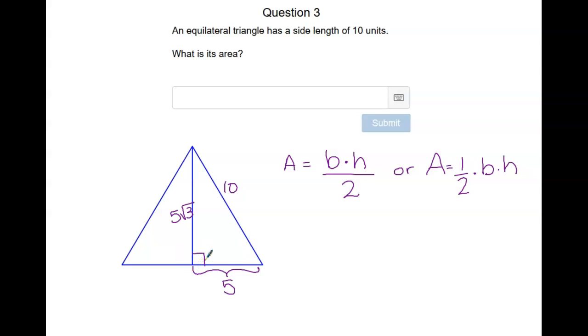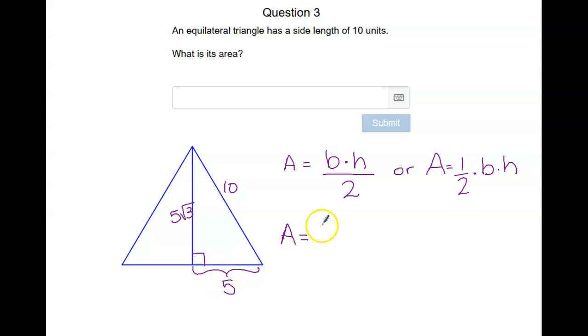So remember that the base and the height have to be perpendicular to one another, so because of this right angle here, this is our base and this is our height, or vice versa. This could be our base and this could be our height. So we just have to substitute those into the formula here.